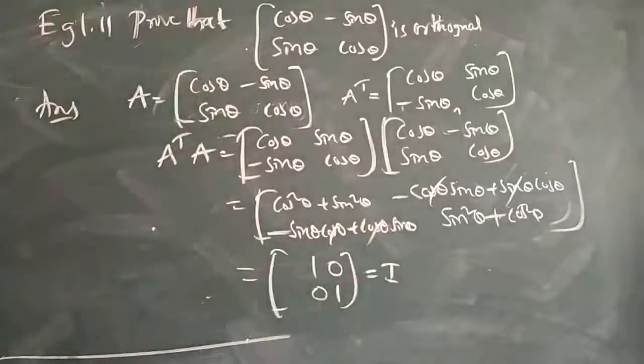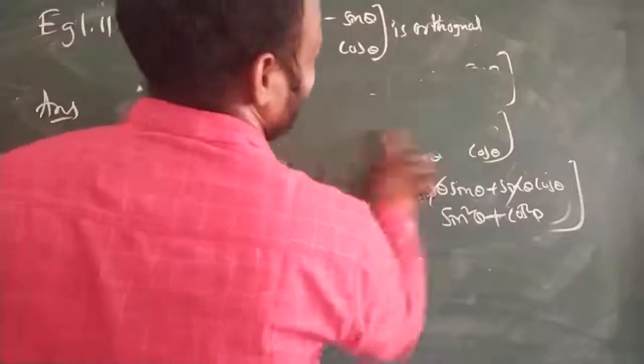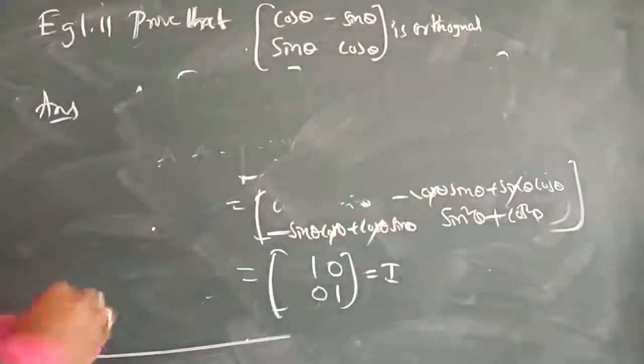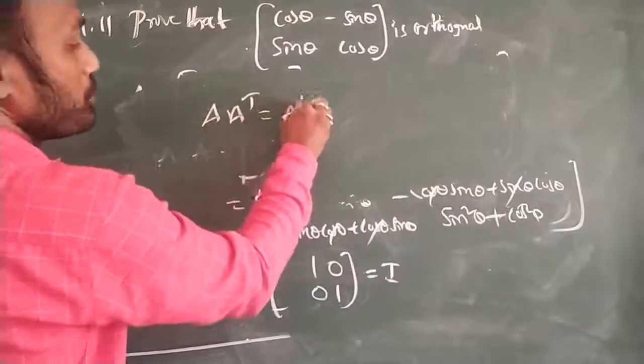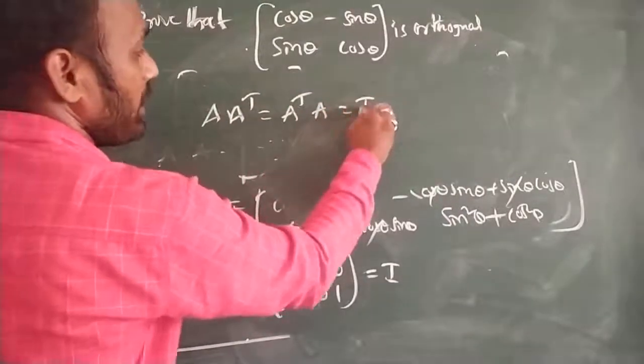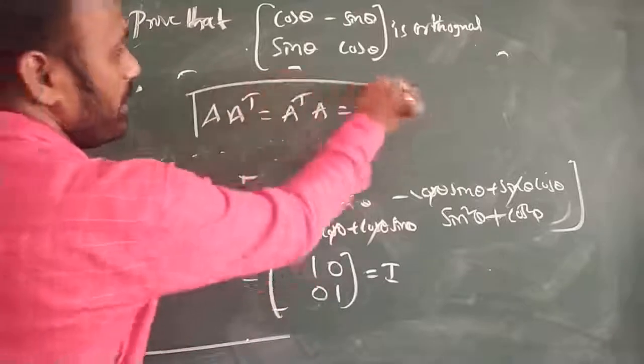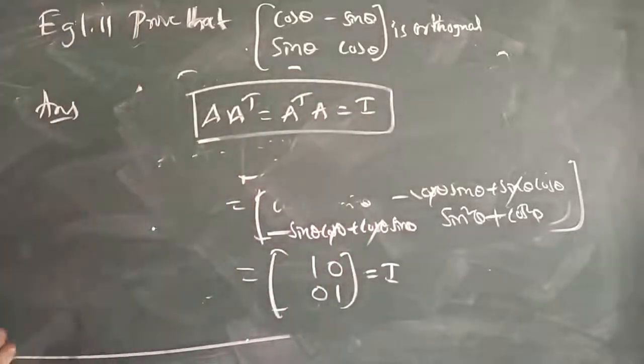Now I can say that we got the result: A into A transpose and A transpose into A, both give I, the identity matrix. Then I can say that it is an orthogonal matrix.